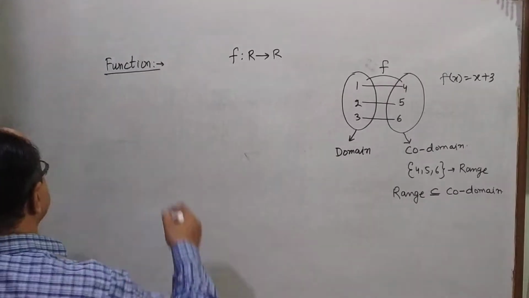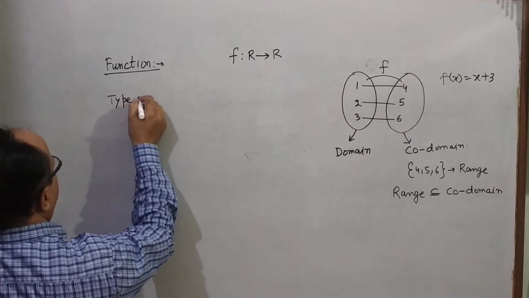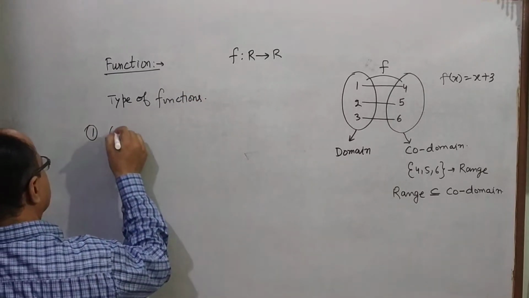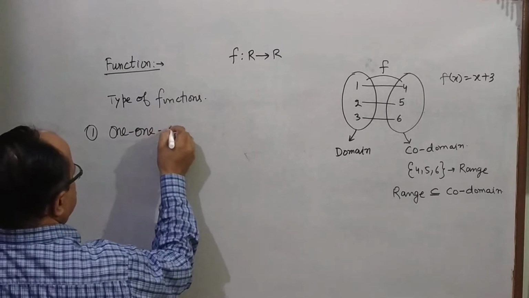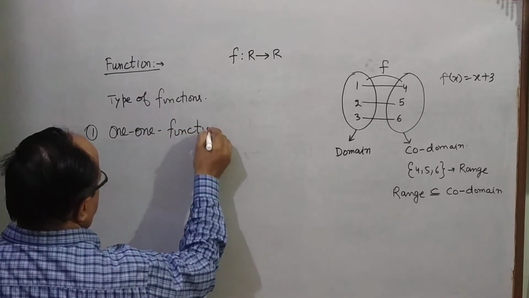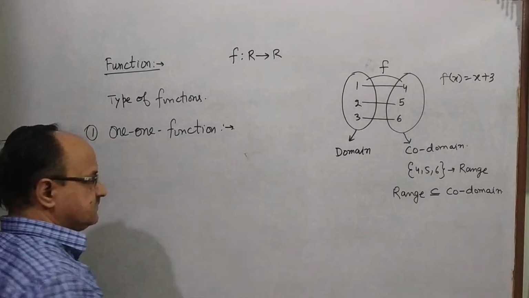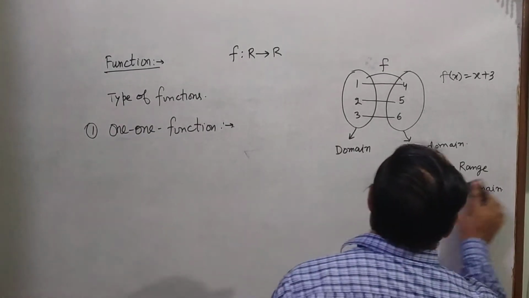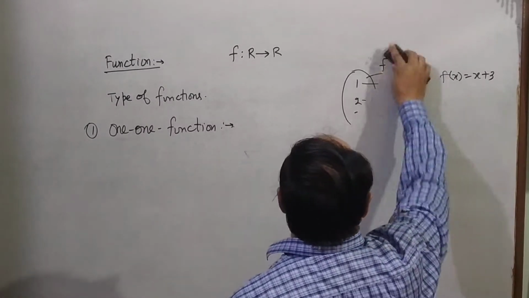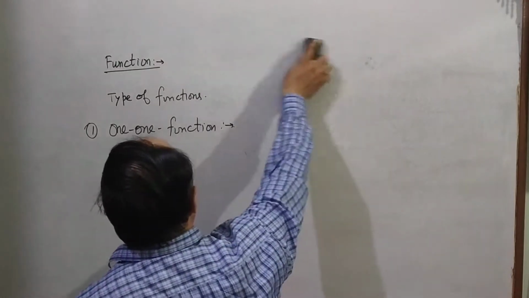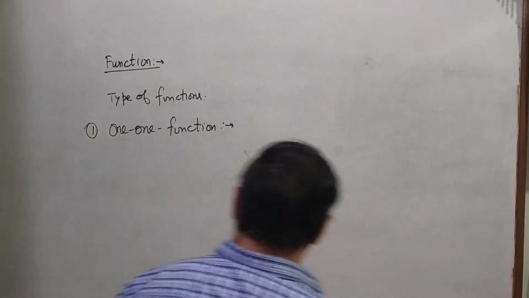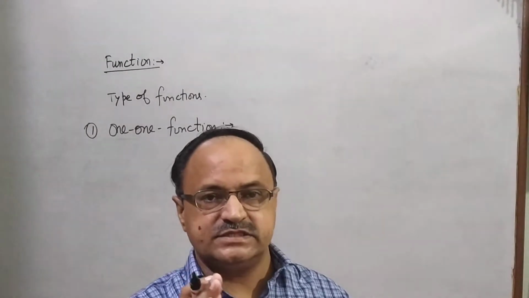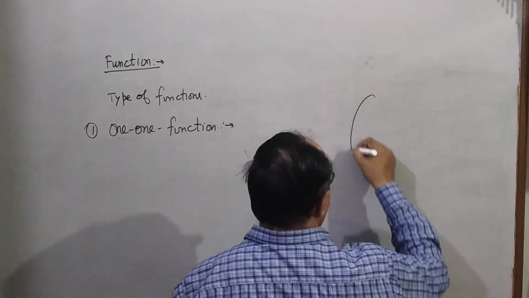Now the types of function. Number 1, one-one function. One-one function means each element of the domain has a unique image. That is called one-one.